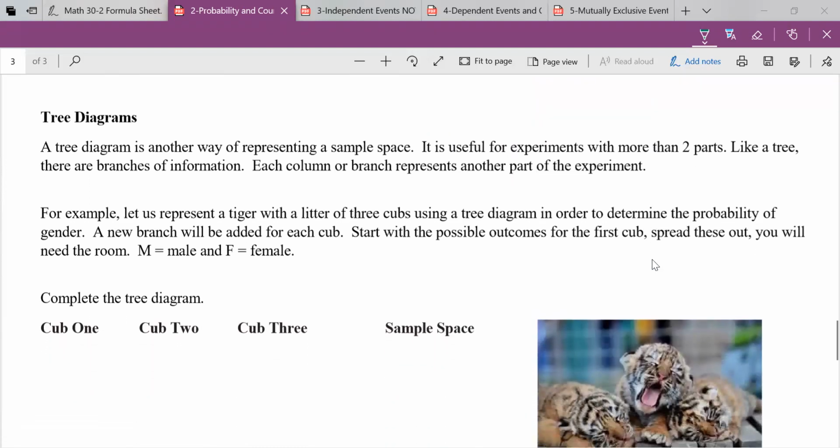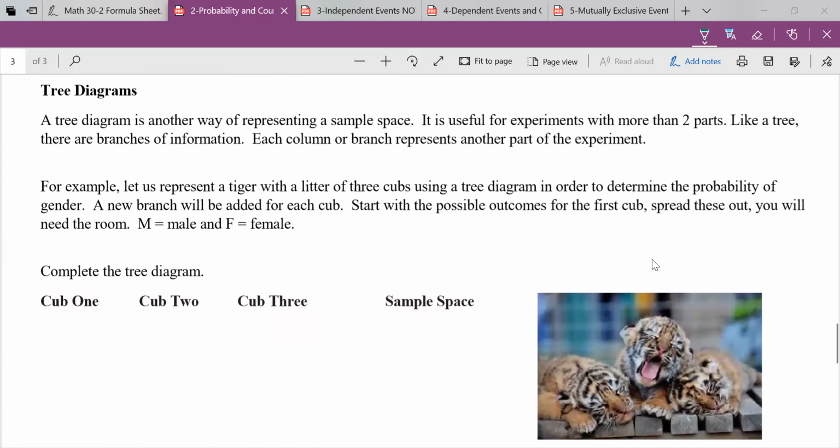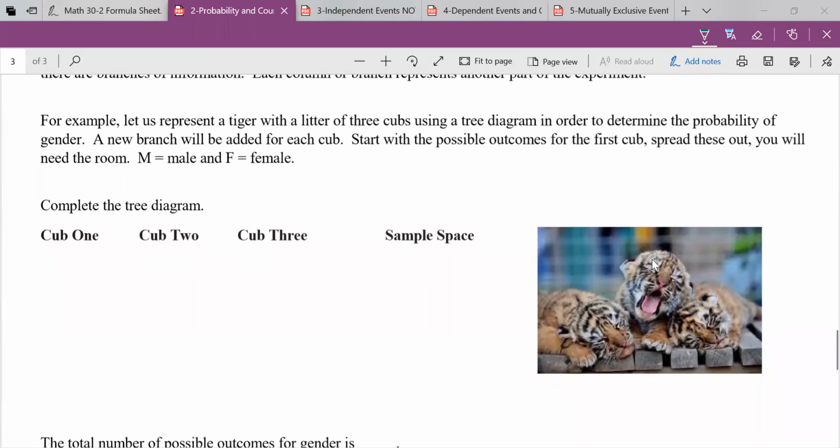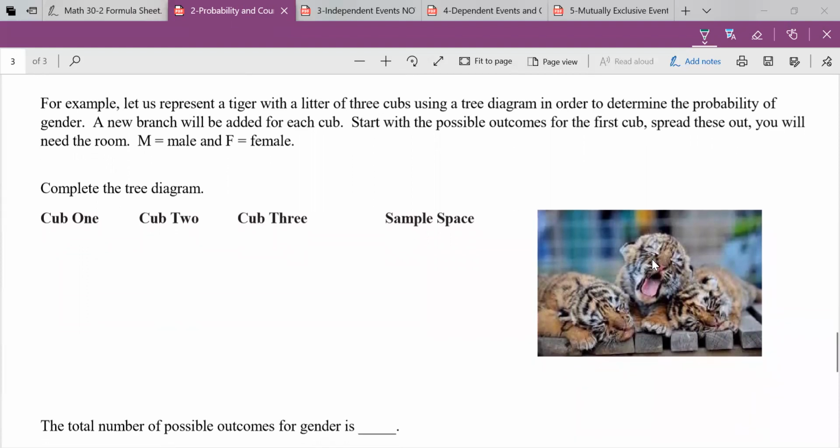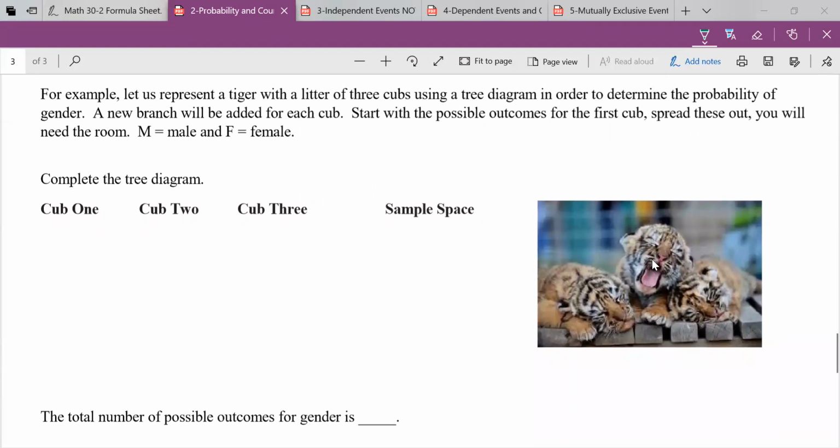Now, another way to do these questions, without writing out the sample space or doing it in a different way, is to do a tree diagram. It's not our preferred way to do it. It's probably how we did it when we were little guys in elementary school. But I'll show you an example of what it looks like to do a tree diagram. There's nothing wrong with doing it.